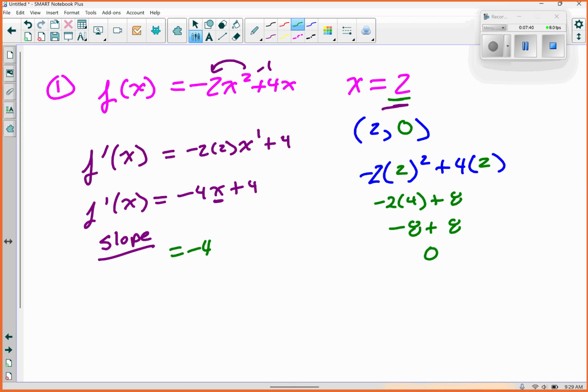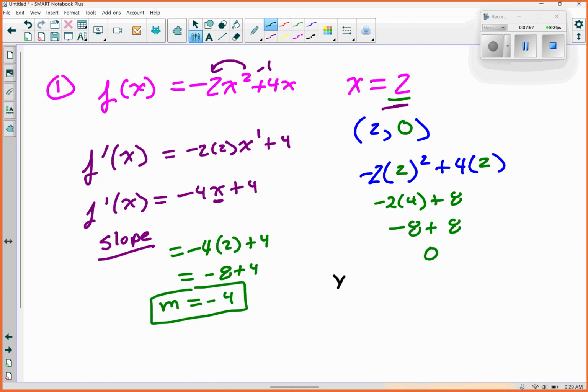So -4 times 2 plus 4, which gives me -8 plus 4. So I find that I have a slope of my tangent line of -4. You good so far there? Then we're going to take these and we're going to plug into our point slope.